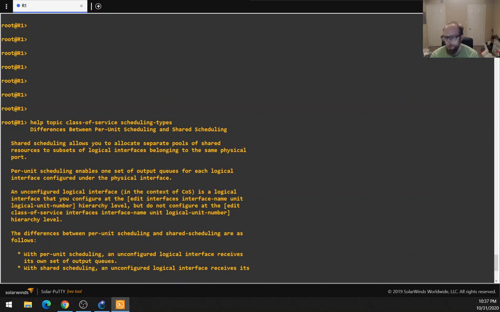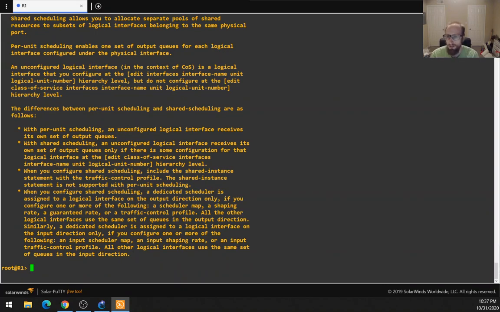The differences between per unit scheduling and shared scheduling are as follows. With per unit scheduling, an unconfigured logical interface receives its own set of output queues. With shared scheduling, an unconfigured logical interface receives its own set of output queues only if there is some configuration for that logical interface at the edit class of service, interfaces, interface name, unit, logical unit number, hierarchy level. When you configure shared scheduling, include the shared instance statement with the traffic control profile. The shared instance statement is not supported with per unit scheduling.